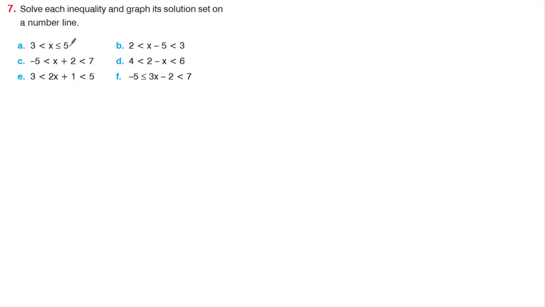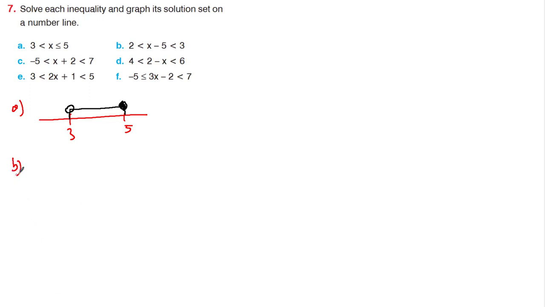Solve each inequality and graph its solution set on a number line. Well, the first one, the solution is already given, like x is between 3 and 5, excluding 3, including 5. Let's just represent it on the number line. So we don't have to find all numbers here. It's enough just to find the important ones. So from 3 to 5, 3 is not included, 5 is included.